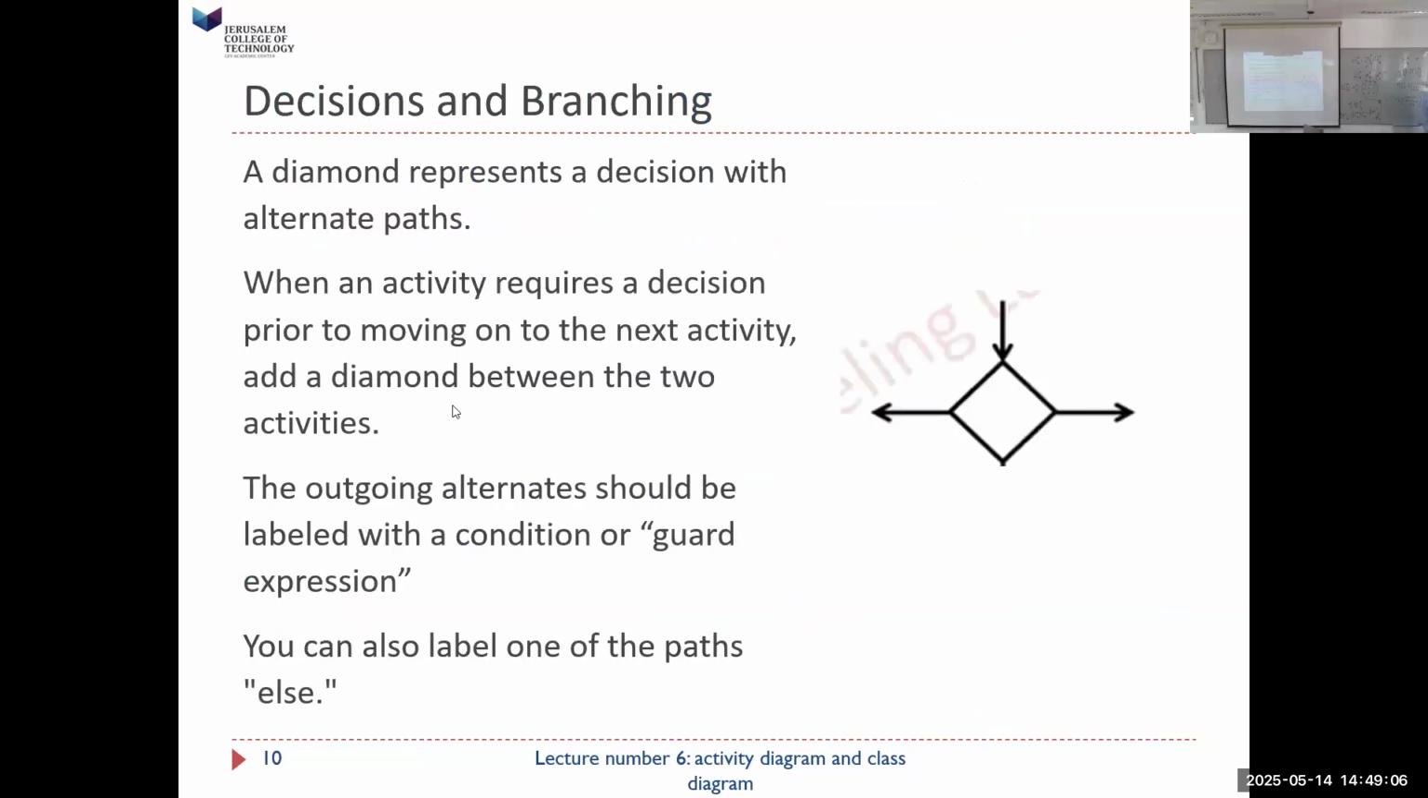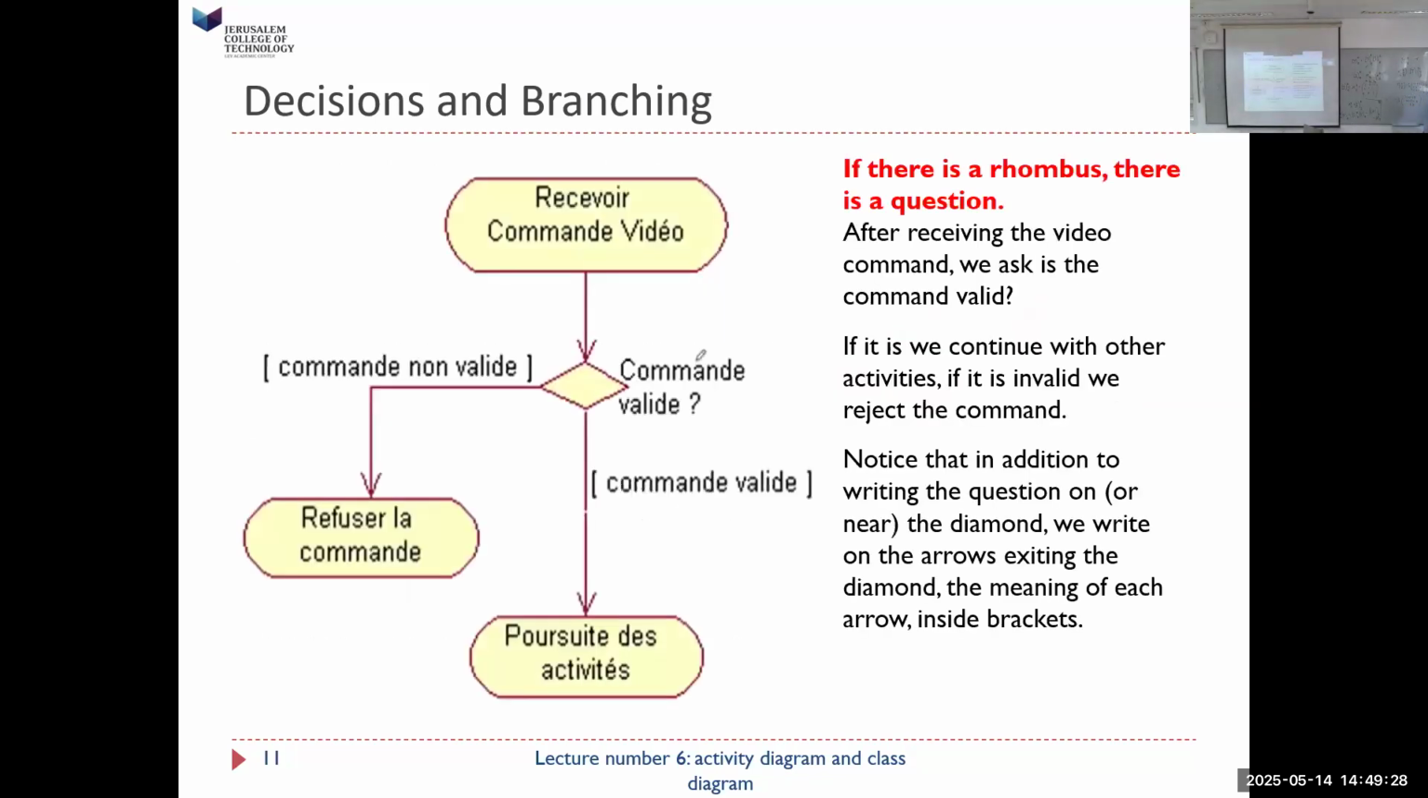What these mean: a diamond represents a decision. When an activity requires a decision prior to moving to the next activity, you put a diamond between them. The outgoing alternative should be labeled with a condition, or what's called a guard expression. You can also label one of the paths else.